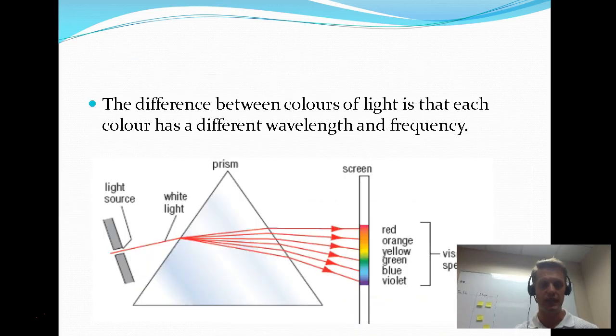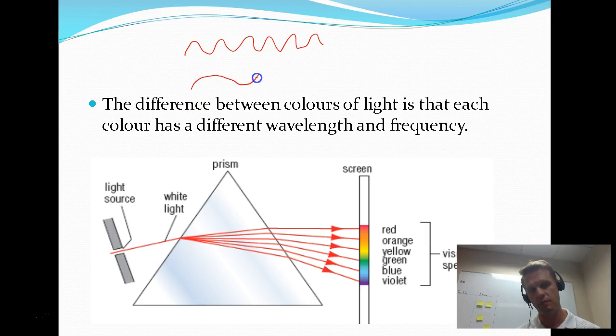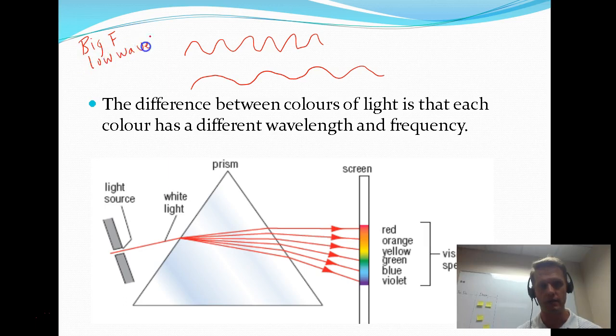So what did we learn today? We learned that the differences in color of light are related to the wavelength and frequency. Frequency is the number of waves in a given section. This has a relatively short wavelength compared to this wave here. This has a big frequency, we'll call it F, and a low wavelength. Which one has a big frequency and a low wavelength? The answer is this one right here, because the waves are very close together.